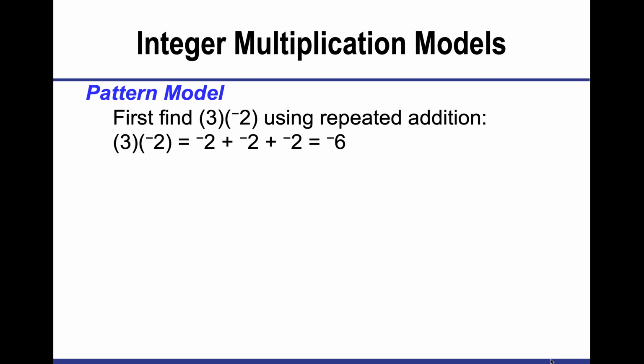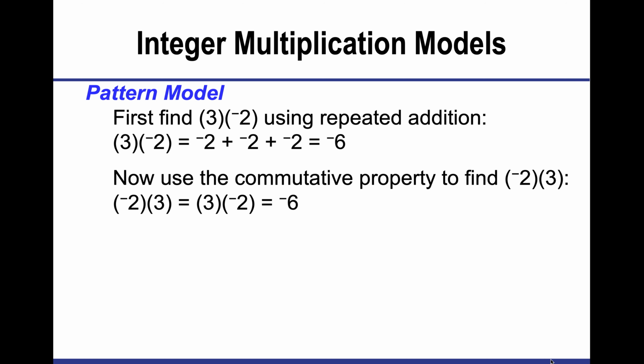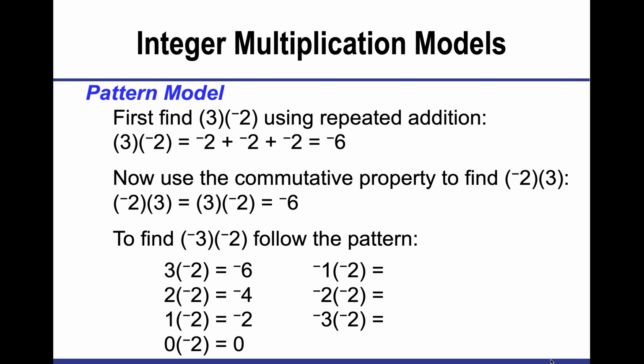A lot of times when we just jump to the rule of if one value is negative, the answer is negative, students don't know the why. So the pattern model is an excellent introductory way to work your way into integer multiplication models. We can also use the commutative property to then show, hey, -2 times 3 is also going to be -6. So again, we're just really building that understanding of what's happening. So this is an excellent investigation to do with your classes.